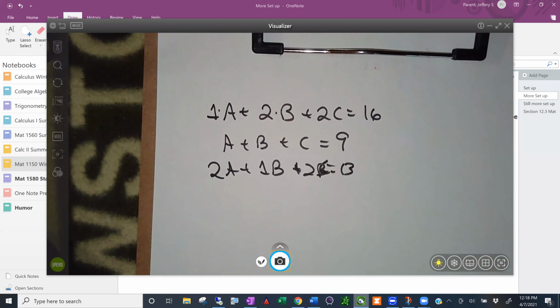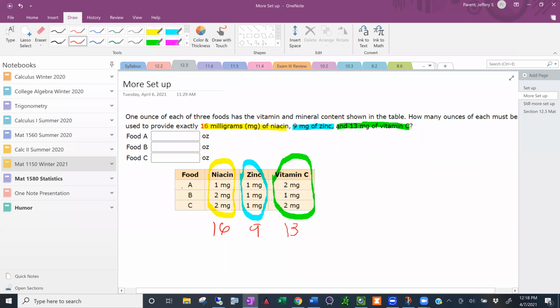So are you looking okay? Are you understanding where those are coming from? You're just taking and multiplying the variable, which really represents the number of ounces of this particular food, times the number of milligrams of a nutrient per ounce. Add it up and there's your equation.